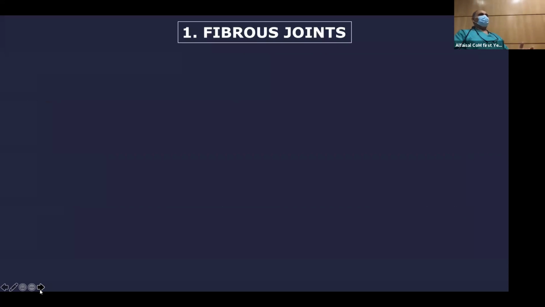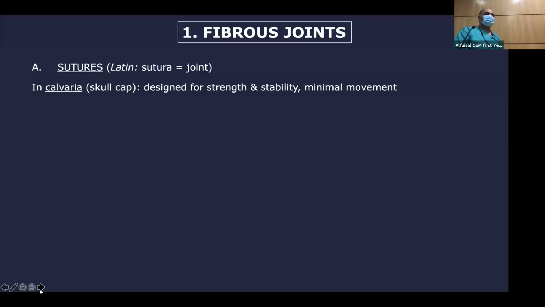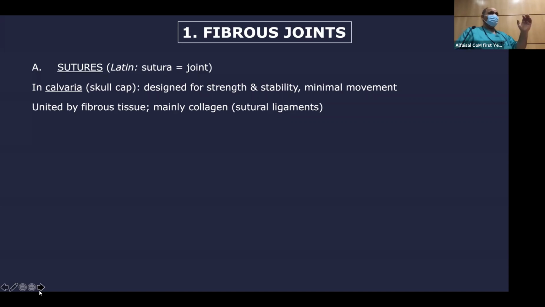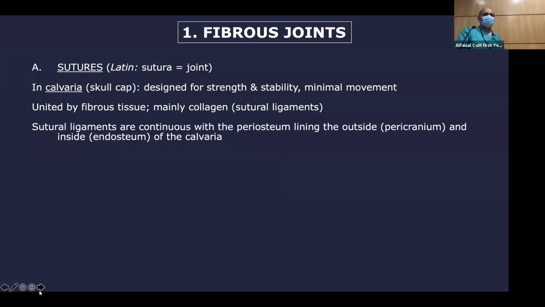Now, let's start. So this was a generalized description. Fibrous joint, suture. What do you understand by the term suture? The place where my skull bones meet with each other. That's called suture. It's a Latin word, derived from sutura, for joint. Calvaria is the skull cap. So there we find sutures. And then we have collagen, the ligaments which bind the two bones together. So these all are the characteristics.